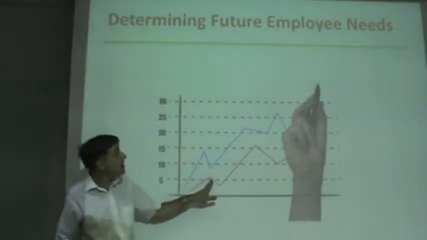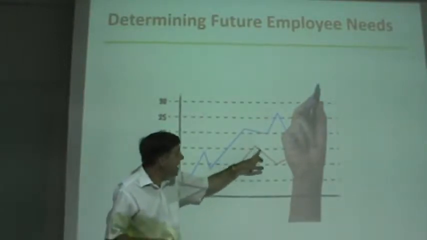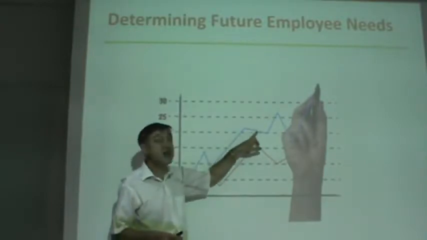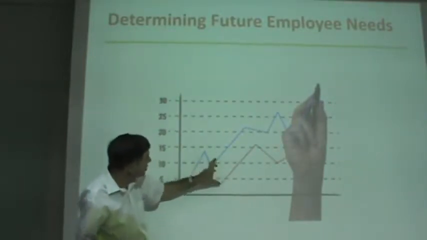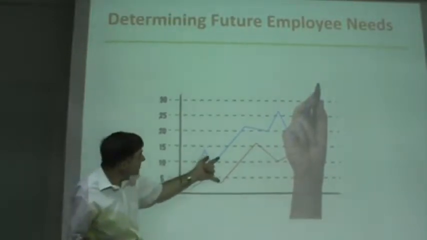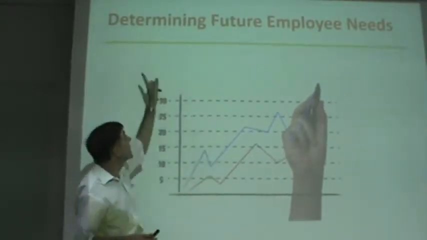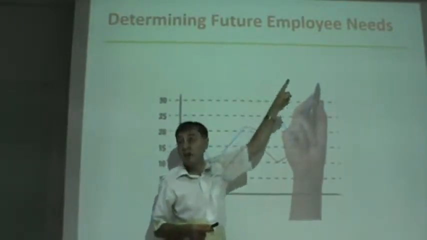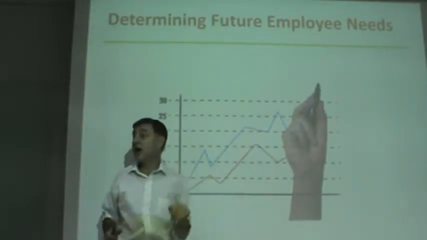Okay, this is the graph of what you currently have available, and these are your needs. The difference between what you have and what you need is called understaffing. And this represents your new recruitment. So this is how you determine future employee needs: what you need, what you have, and how much you have to hire.